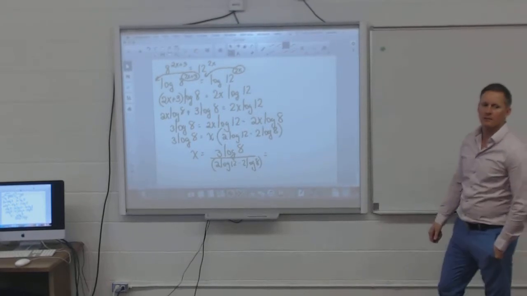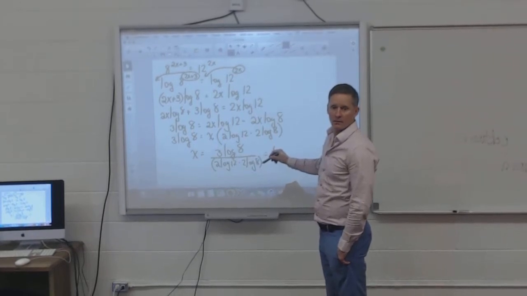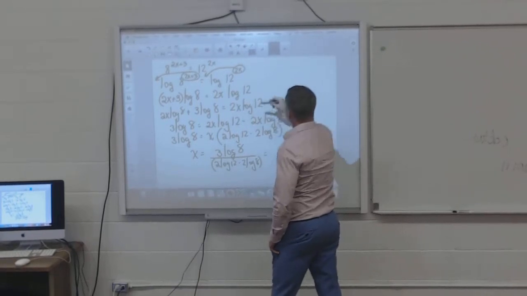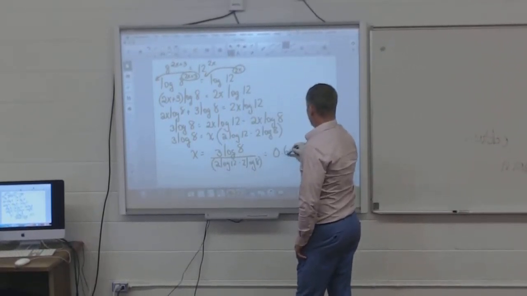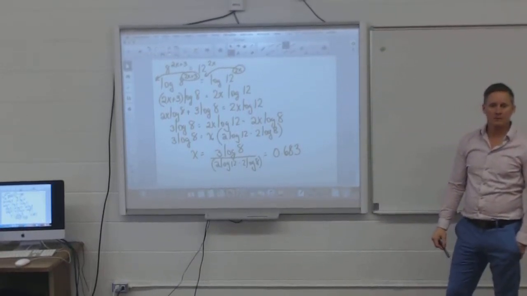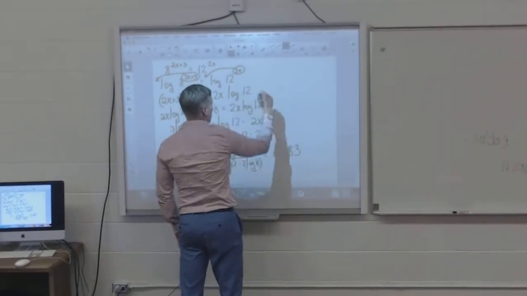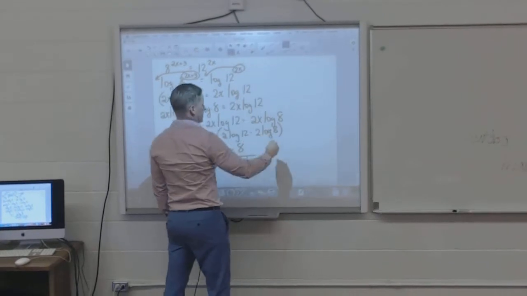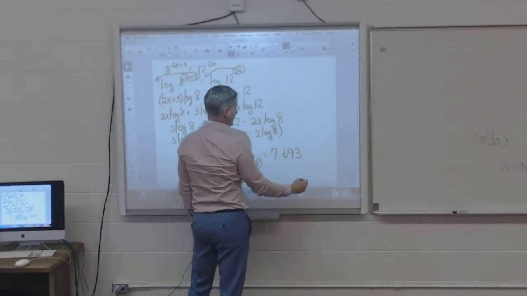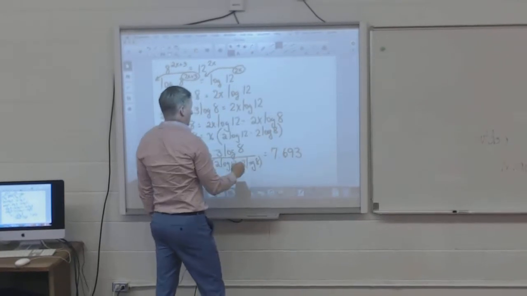What'd you get? 0.683. You get 0.683? Campbell? I had 7.693. Yeah, that's what I got. Okay, try it again. Maybe you're right, maybe you're not, I don't know. What did you get, Campbell? 7.693. That's what you got as well? Okay, great.